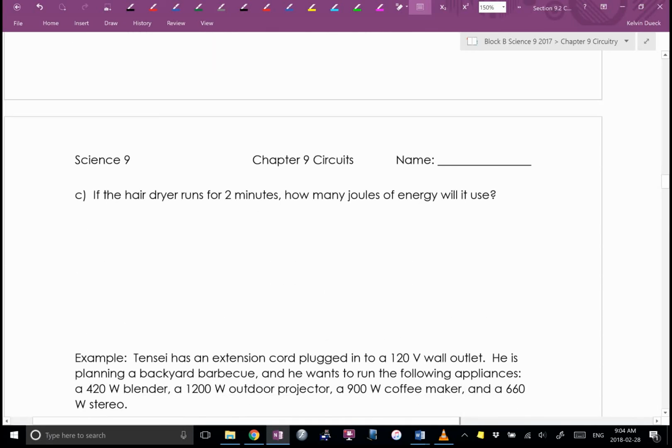If the hairdryer runs for 2 minutes, how many joules of energy will it use? Petco, what's this question asking me to find? It's asking me to find energy. Joules are the unit. Energy is E, question mark. Now, I still know some stuff. What was the power, Petco?